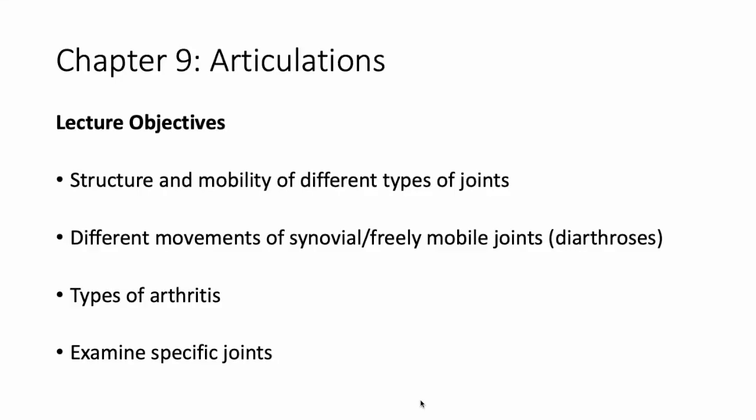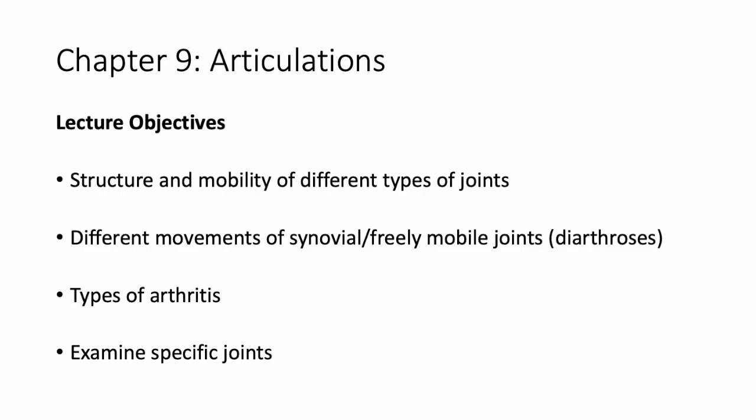Chapter 9 is about articulations, which is another word for joints. So, first off, we should probably define that. You might think of joints as something that moves, but actually, as we will discover, some joints don't move at all. A better definition of articulation is where two or more bones are connected to each other.